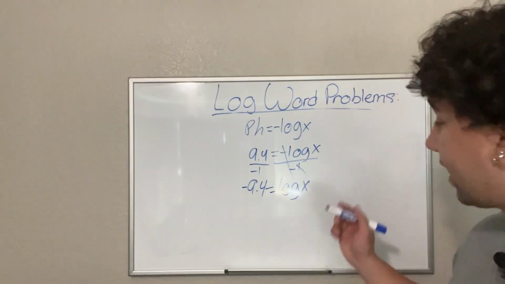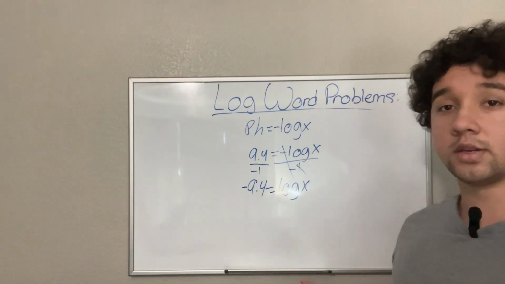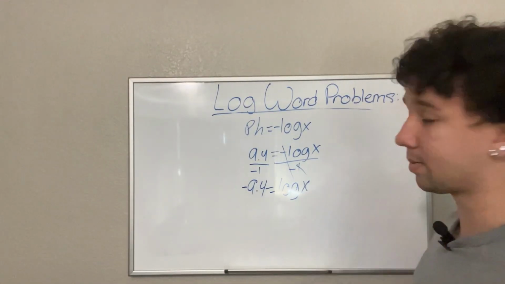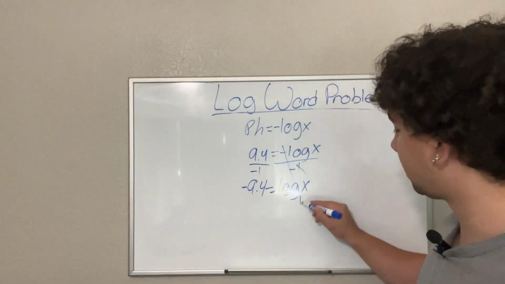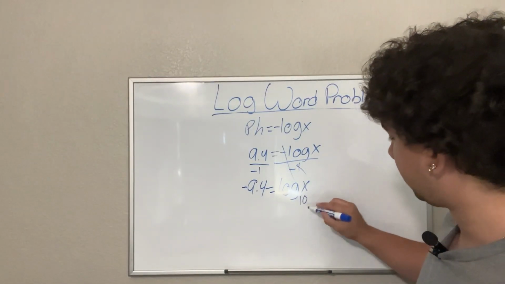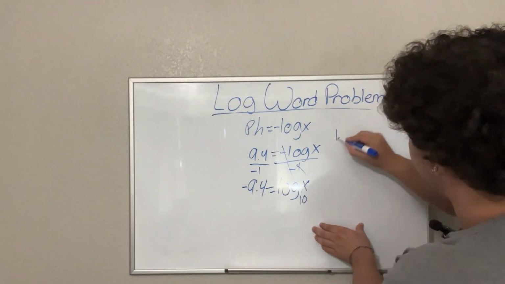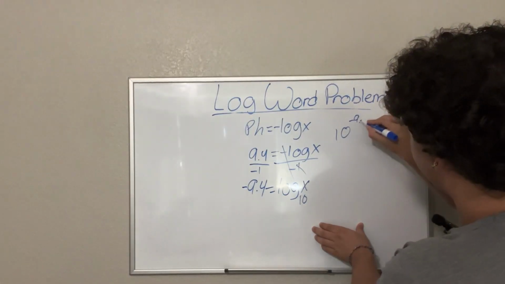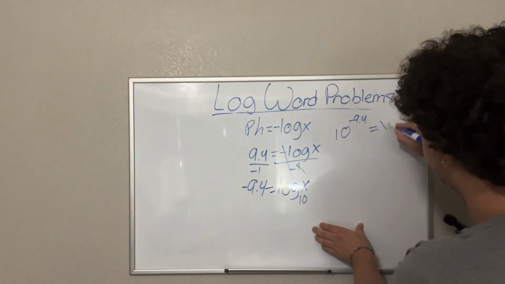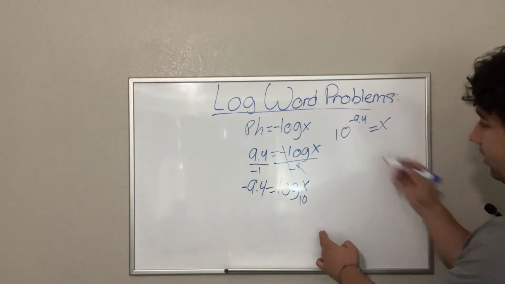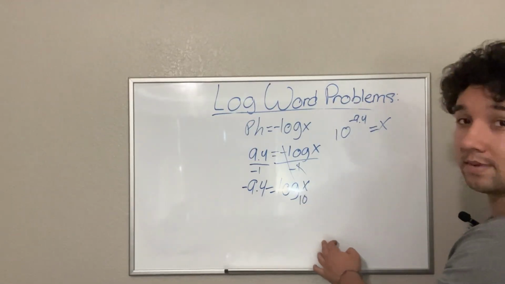Now again, here I'm going to exponentiate this. Log is always inherently base 10. So if you're not provided the base, you can always assume that it's base 10. So here we go. 10 to the negative 9.4 is equal to x, giving us this as our final answer.